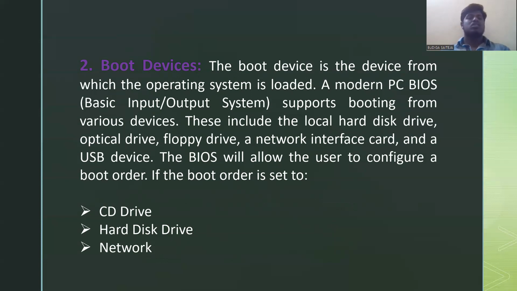If the boot order is set, we can observe some local disk drives like a CD drive, hard disk drive, and network. In these three we can mainly observe the boot devices from which the operating system is loaded. When we use the CD drive and insert the CD, it will first load it and run the program, and it will check whether any disturbance has occurred. It will check the total drive and its function, and it will execute the information which we stored in the drive.